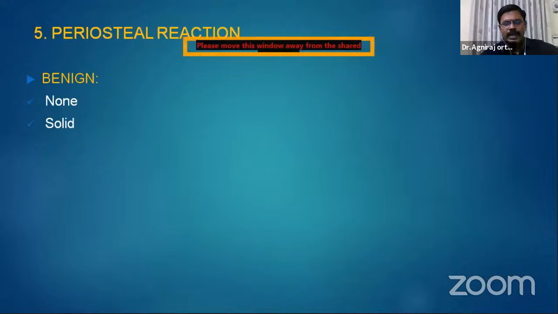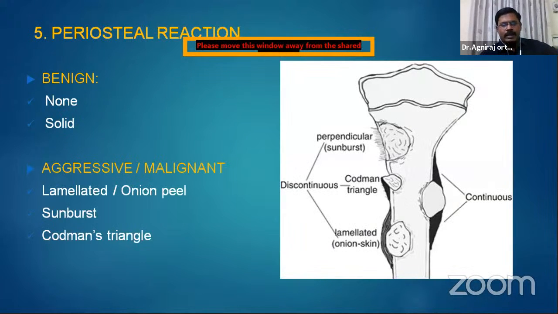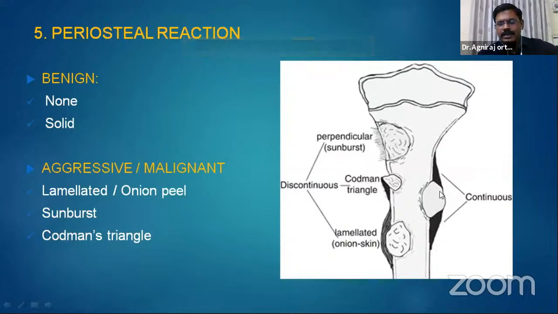So there are two types: benign and malignant or aggressive type. In benign, there can be no periosteal reaction, nil periosteal reaction, or solid. Solid means a continuous, uninterrupted, thickened cortex. Example for this is osteoid osteoma.